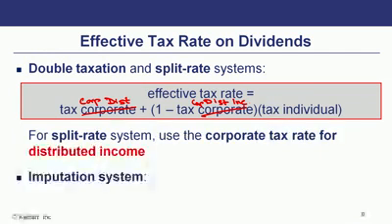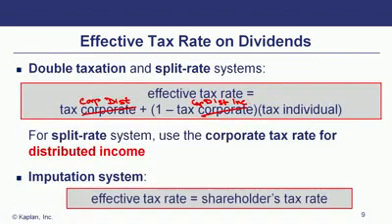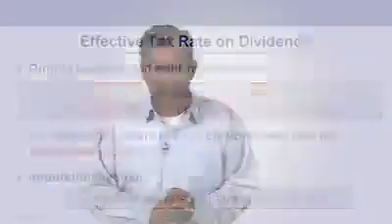The last one is the imputation system, the easiest one to follow, no special formula. The effective tax rate is the individual's tax rate, the shareholder's tax rate, nothing there. Very simple. What happens is the shareholders are going to receive a tax credit for whatever the corporation paid. So whatever the corporation paid as a tax is simply more or less a deposit made in the name of the shareholder. So the shareholder owes a certain amount of taxes, and against that tax liability they can use the money that the corporation paid as an offset. So effectively the tax rate is simply the shareholder's own tax rate.